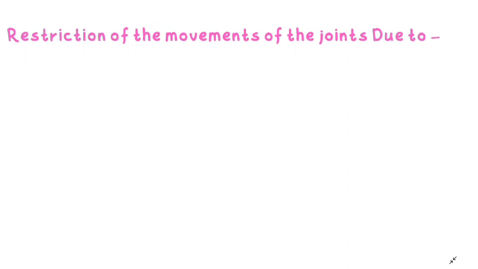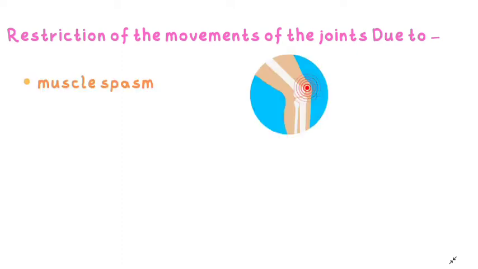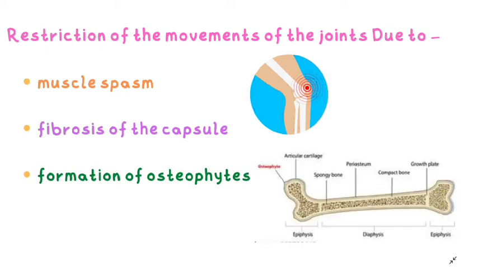Gradually, as the pain increases, the patient tends to restrict the movement of the joint, which becomes stiff due to muscle spasm, fibrosis of the capsule, formation of osteophytes, and fear of pain.